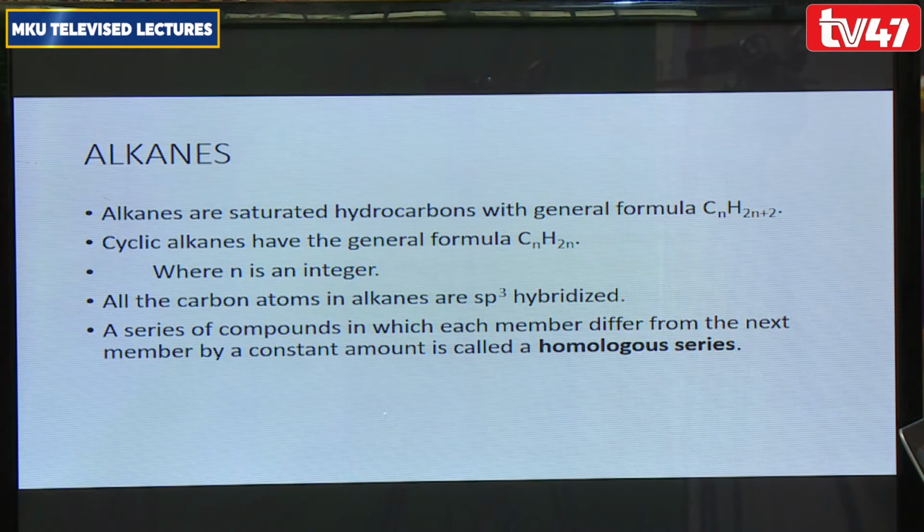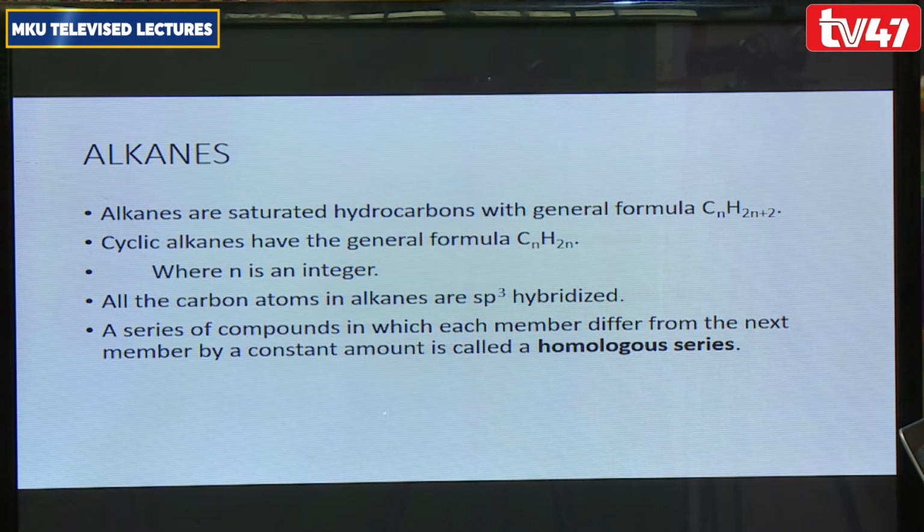However, in their cyclic form, alkanes generally have the formula CnH2n, meaning 2 fewer hydrogens compared to non-cyclic alkanes. That means if you have n carbons, then you have 2n hydrogens in cyclic alkanes, where n is an integer, meaning 1, 2, 3. So we are going to look at this homologous series of alkanes.